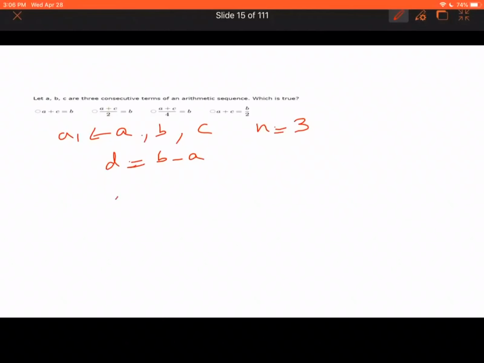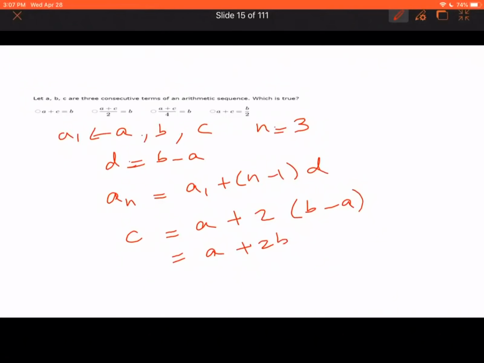Okay, now I am going to generate the formula. An equals A1 plus n minus 1 D. So An is A3, right? What is the value of A3? It is C. So C is equal to A plus n minus 1, that is 3 minus 1, 2, and D's value is B minus A, which can be written as A plus 2B minus 2A, right? Therefore, C is equal to 2B minus A.